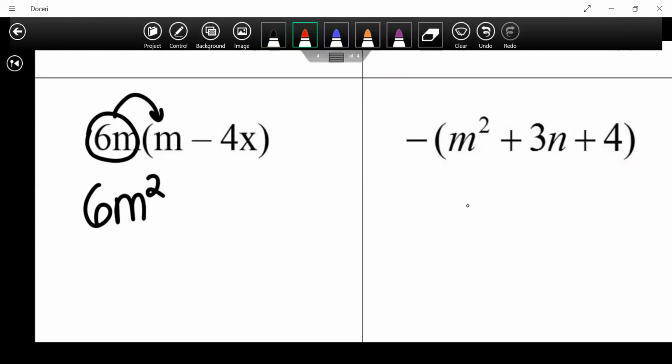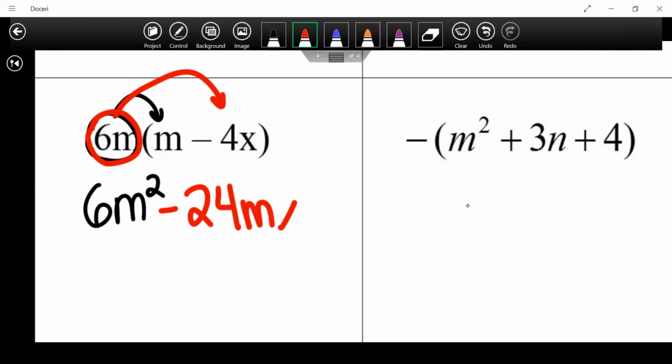We're going to take it one more time, our 6m, and multiply it again to our last term, which is negative 4x, which will give me negative 24mx, okay? Can't join those together. They're not like variables. They're not the same letter, so we can't add them together. It just becomes mx.